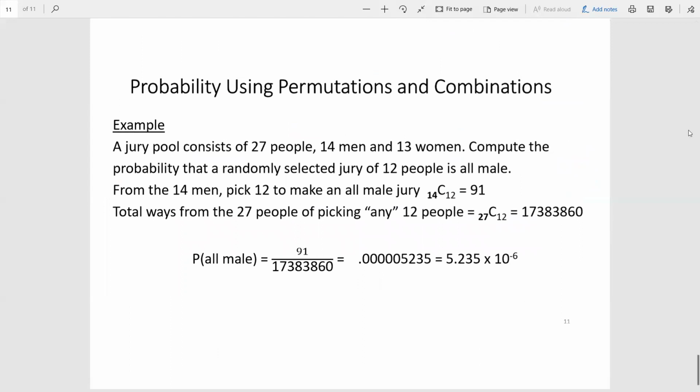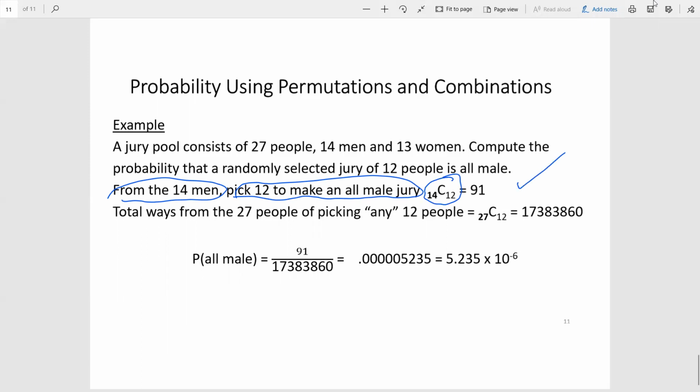Now the last example, we have a jury pool consisting of 27 people, 14 men and 13 women. Compute the probability that you could select a jury of 12 people that's all male. So let's look at the total number of ways from the 14 men you could pick 12 to be on the all-male jury. Well, that will be a combination of 14 taking 12 at a time. If you do that in your calculator, you'll see that it's 91.